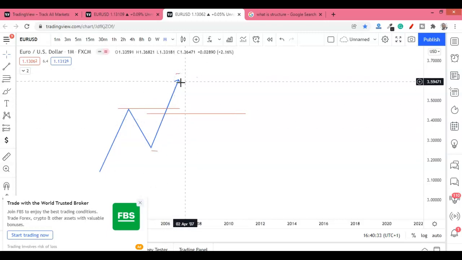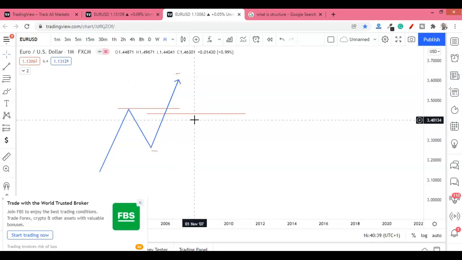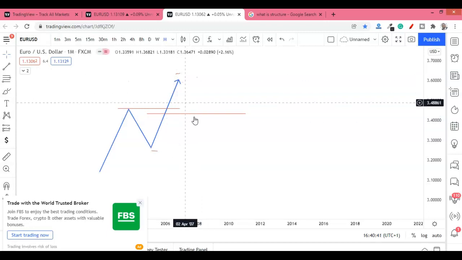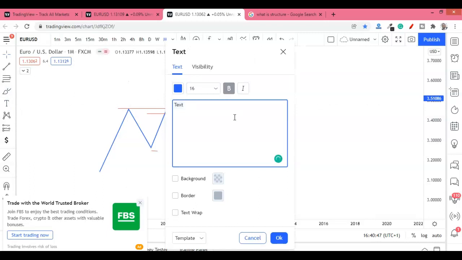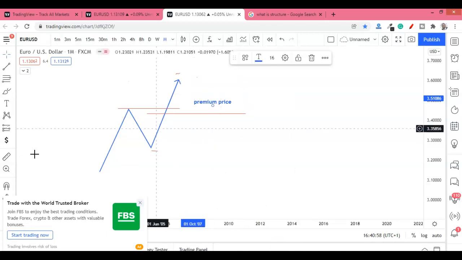As long as price is above here, you don't need to FOMO into the market. Price will have to come down. We have to come down before moving up. Anything above the red line here for a bullish market is considered premium price, and we are not going to buy at the premium price.